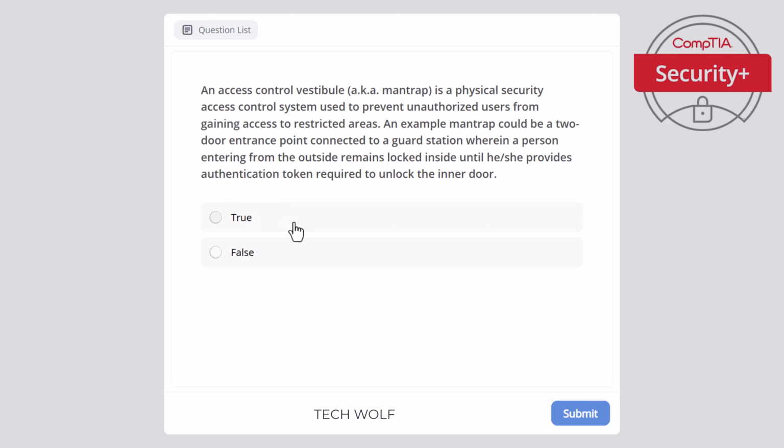And another question where we need to specify whether this statement is true or false, and the statement is: an access control vestibule, aka man-trap, is a physical security access control system used to prevent unauthorized users from gaining access to restricted areas. An example man-trap could be a two-door entrance point connected to a guard station wherein a person entering from the outside remains locked inside until he or she provides the authentication token required to unlock the inner door. Is this true or false? And here the correct answer is that this is true.